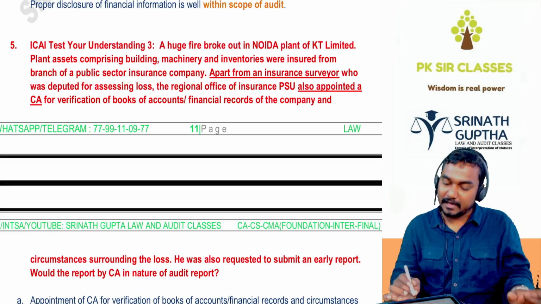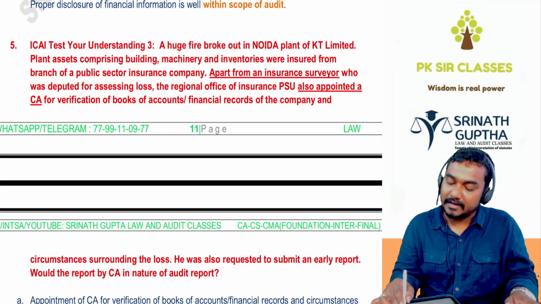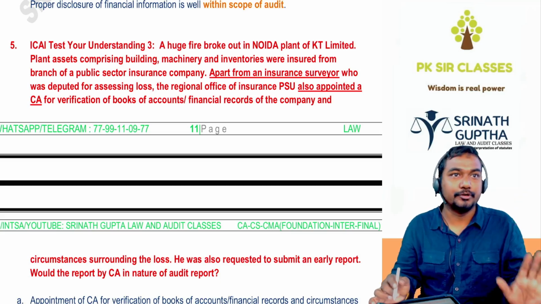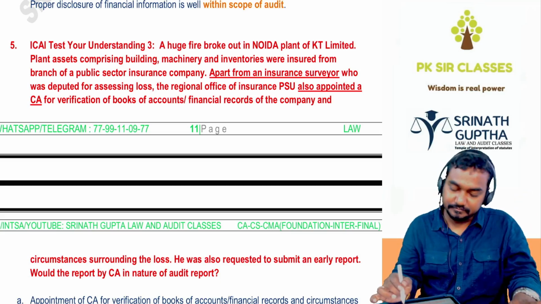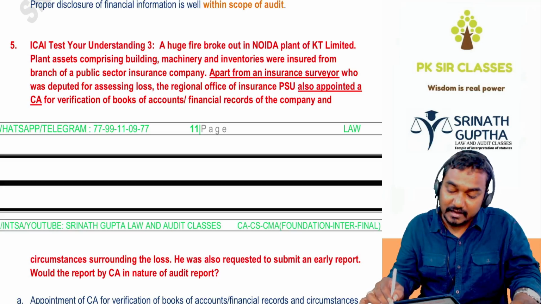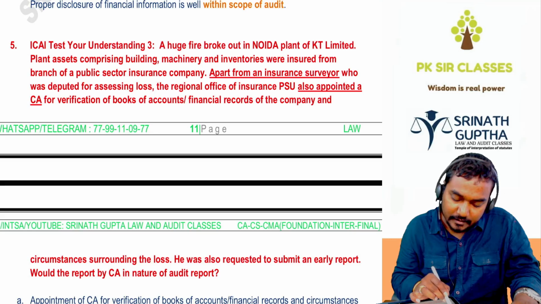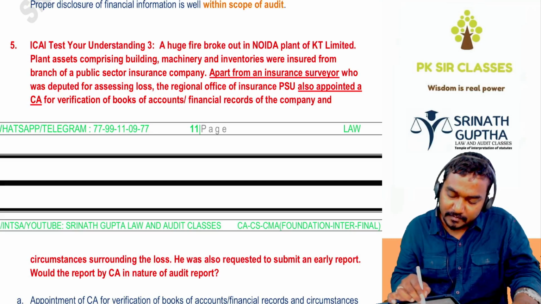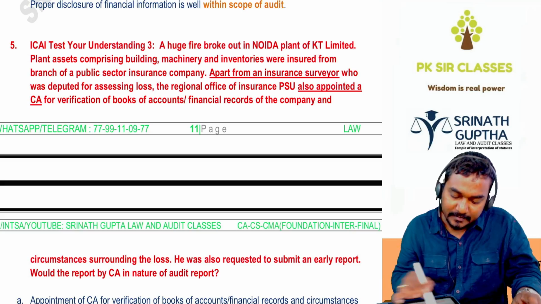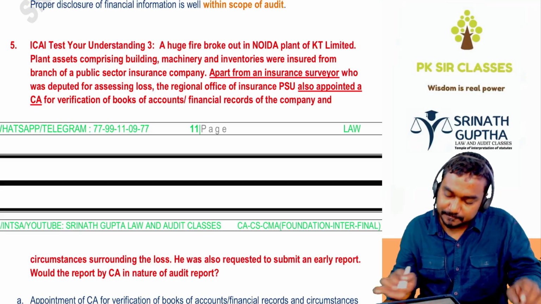So there was a company named KT Limited. The company was in Noida. There was a fire accident in the company and everything is insured. अभी तक clear है? बोलो. Apart from the insurance surveyor who was deputed for assessing the loss, the regional office of the insurance PSU also appointed a CA for verification.